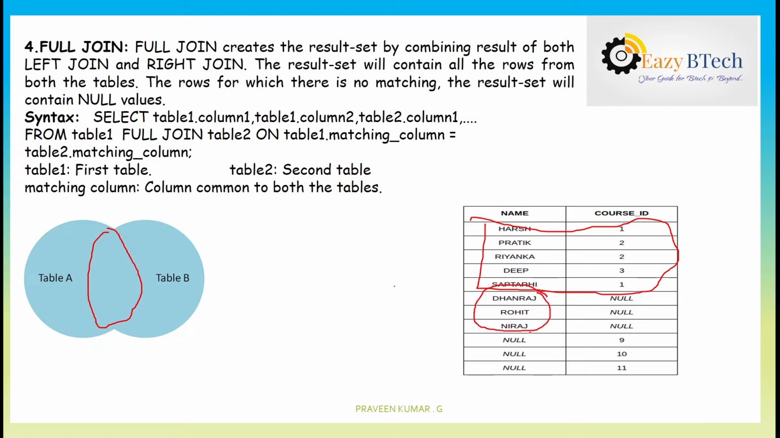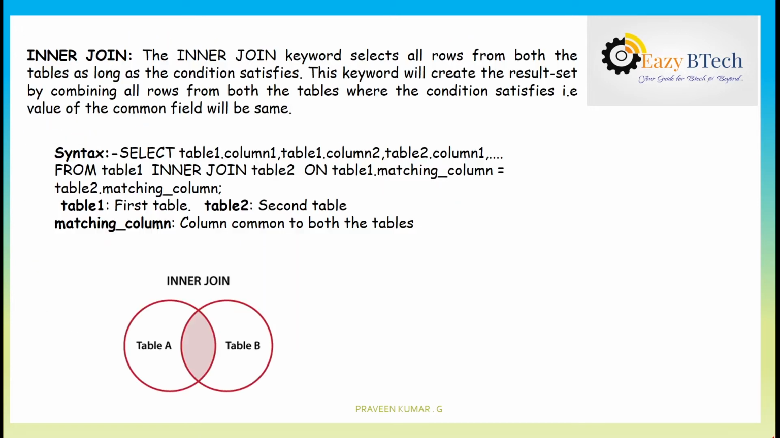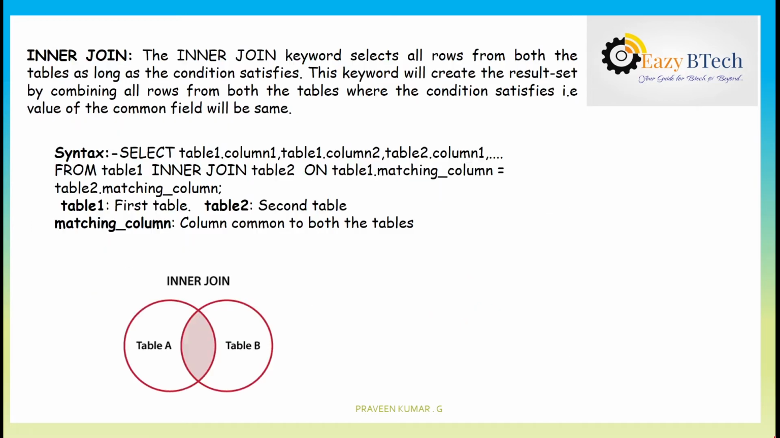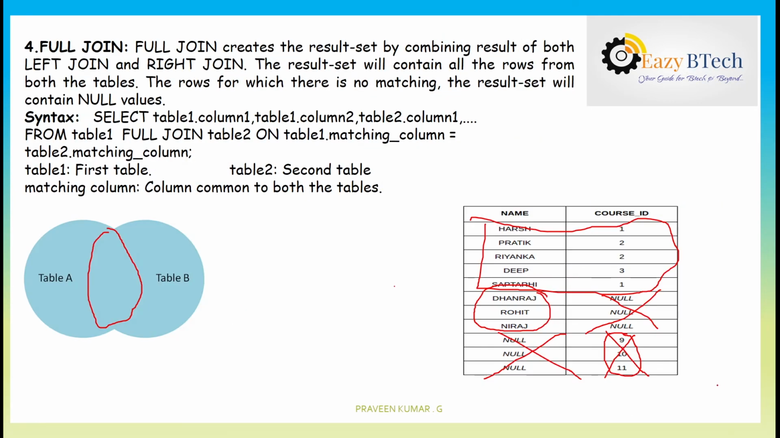Dhanraj, Rohit and Neeraj, those students did not select any courses, that's why it prints null values. And in the course table we have rule number 9, rule number 10 and rule number 11. These rule numbers do not have any name in the student table. Actually we have 1 to 8, and 9, 10, 11 are not in the student table. That's why the student name prints as null.